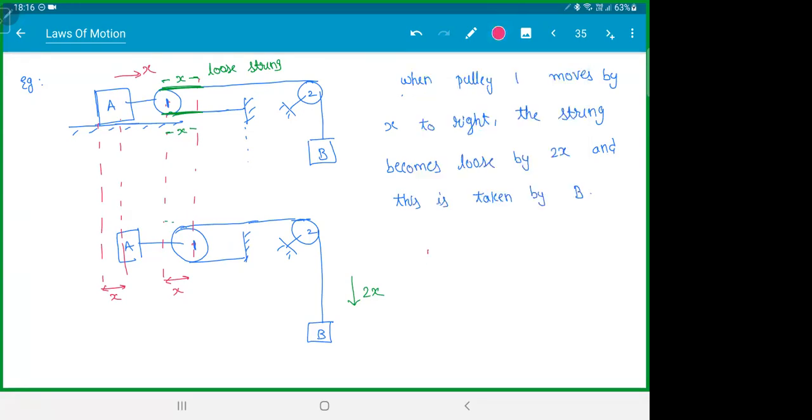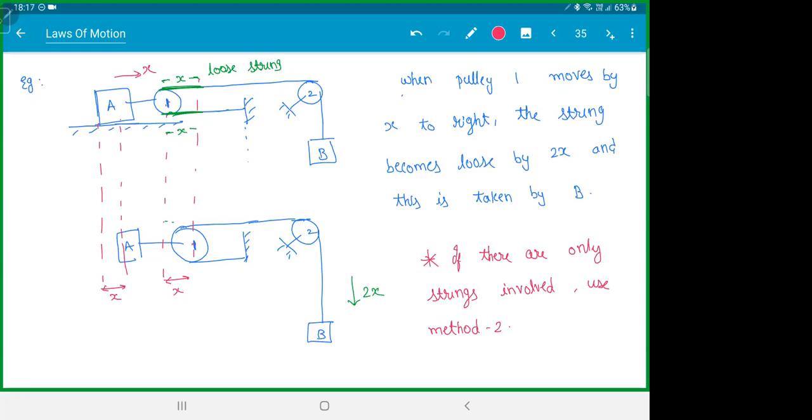So just remember this. If there are only strings involved, just use method 3. That is always safe for you. You'll not do any mistakes. If there are only strings, meaning there's no normal reaction, friction, all these kind of things are missing. If there are only strings involved between the blocks, use method 2. So let's see some questions.